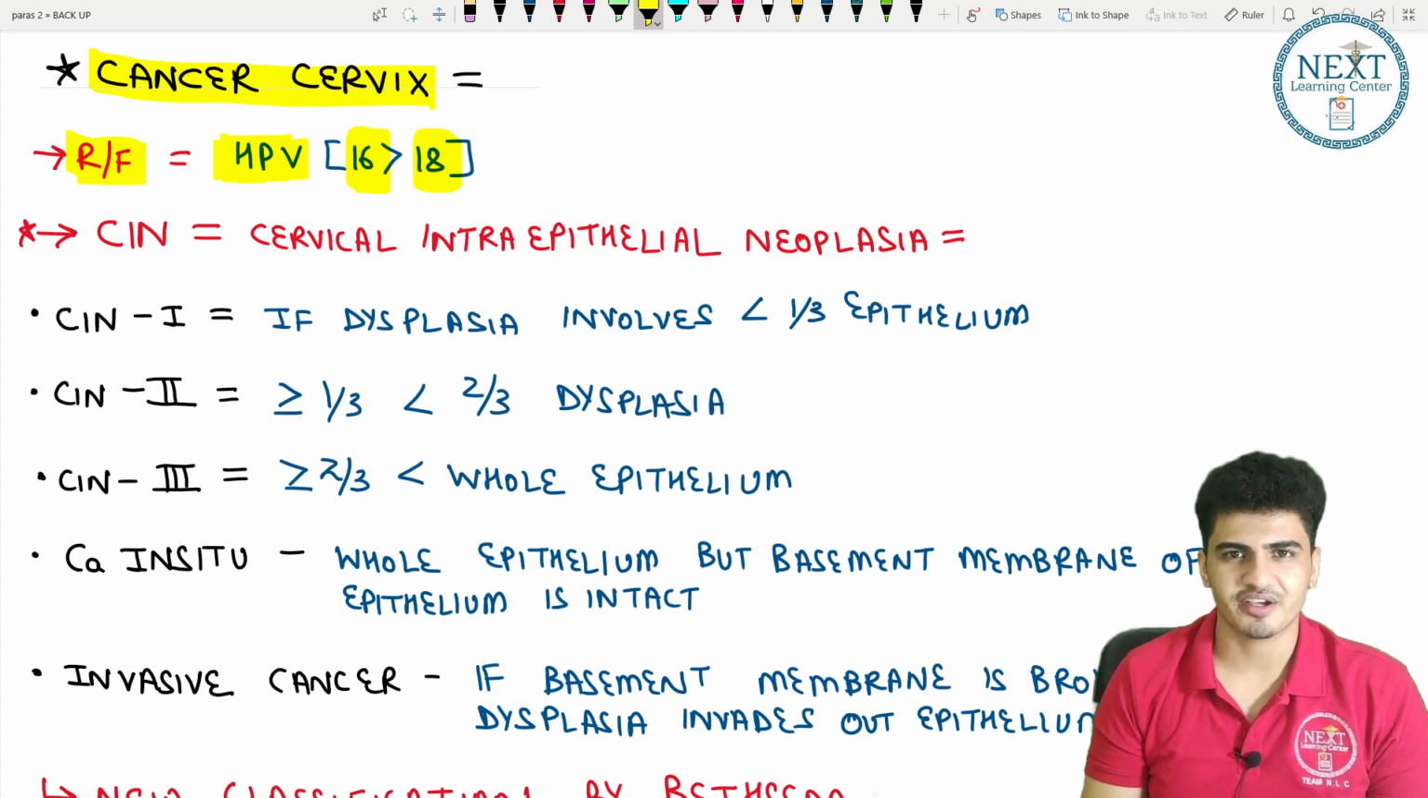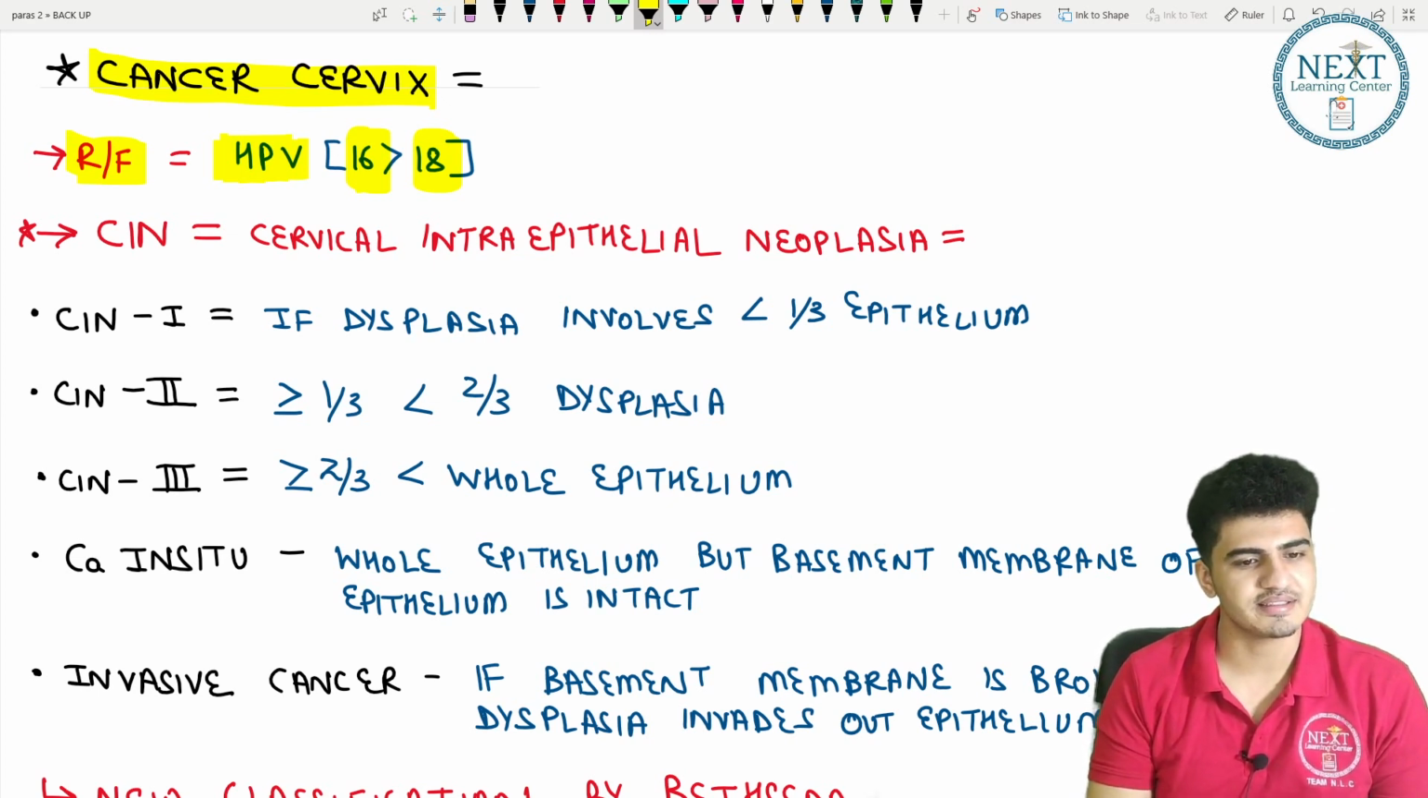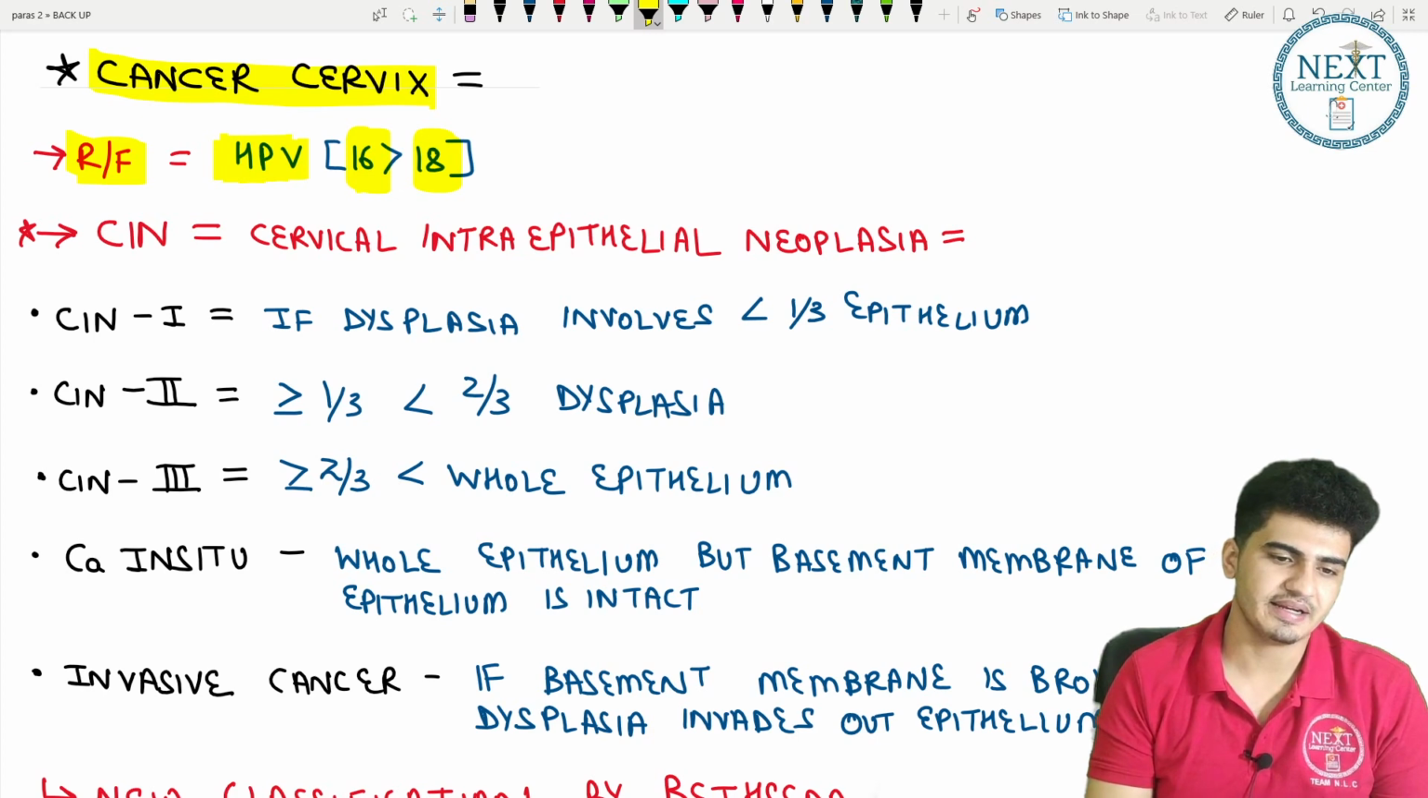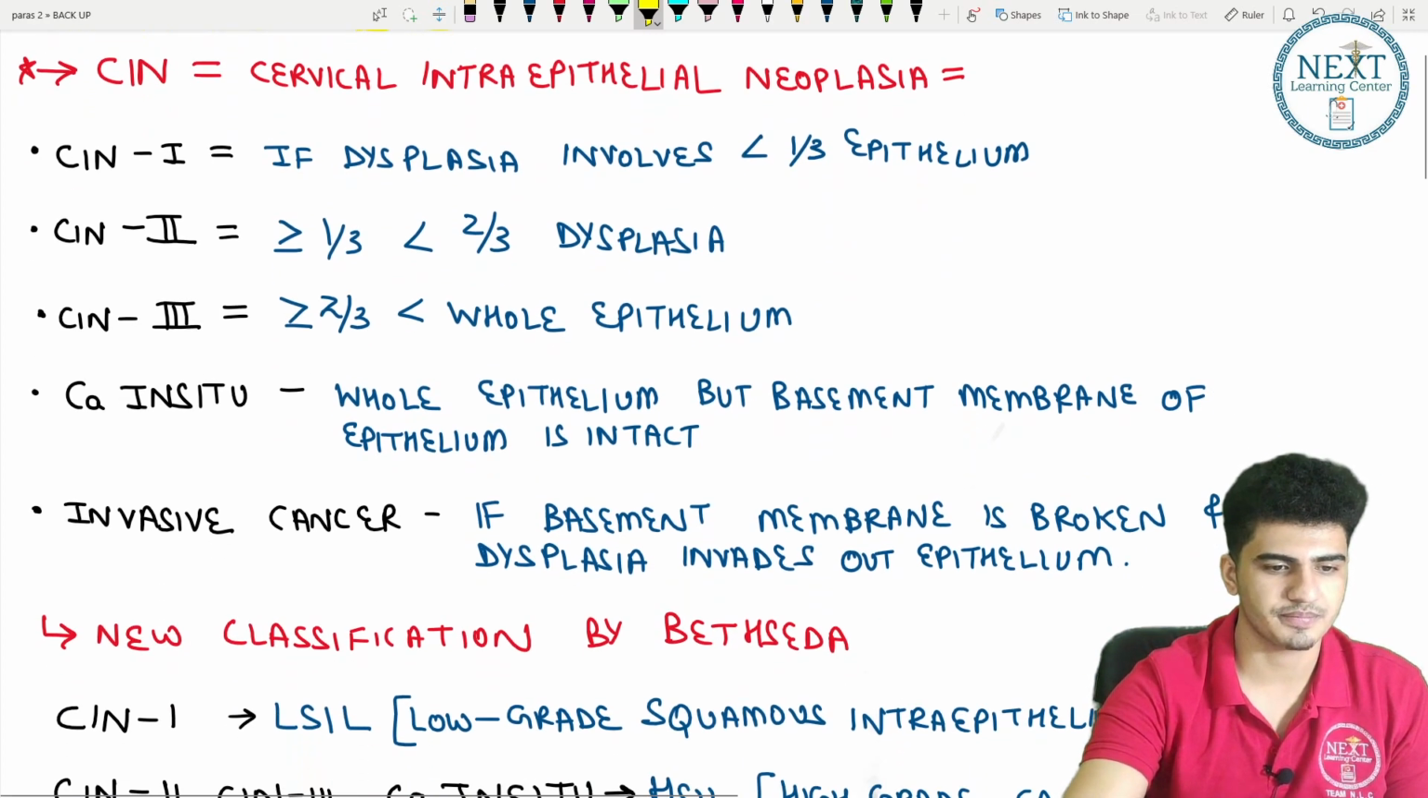Hello everyone. Today we are going to discuss cancer cervix. The risk factor for cancer cervix is HPV 16 and 18. 16 is the most common.